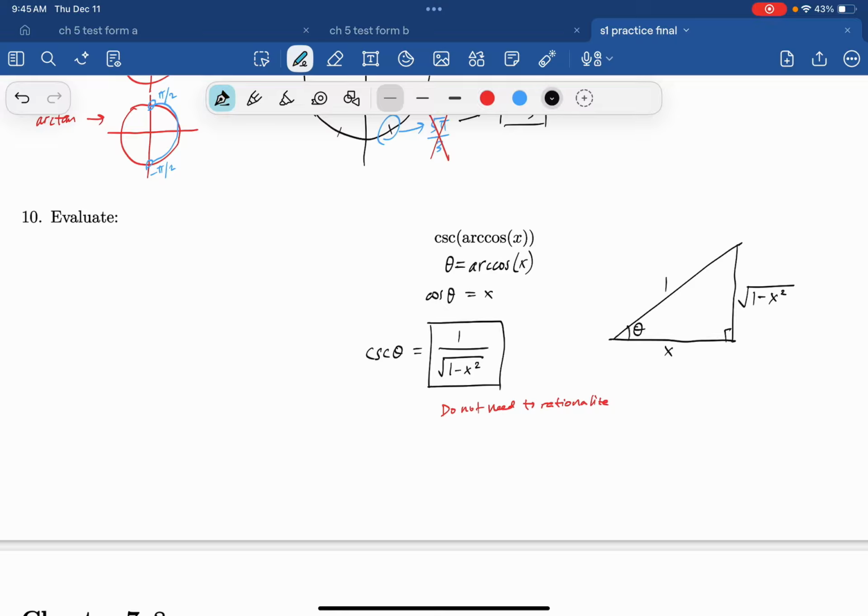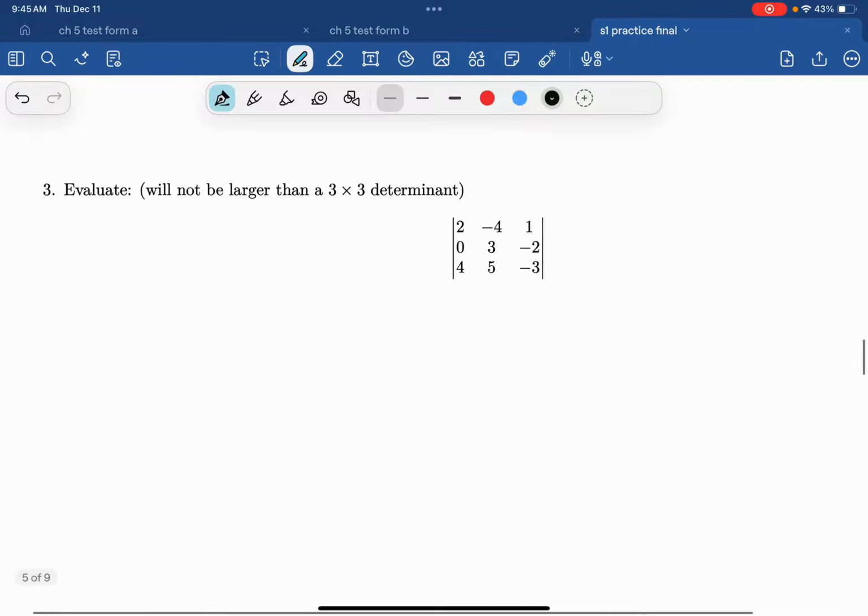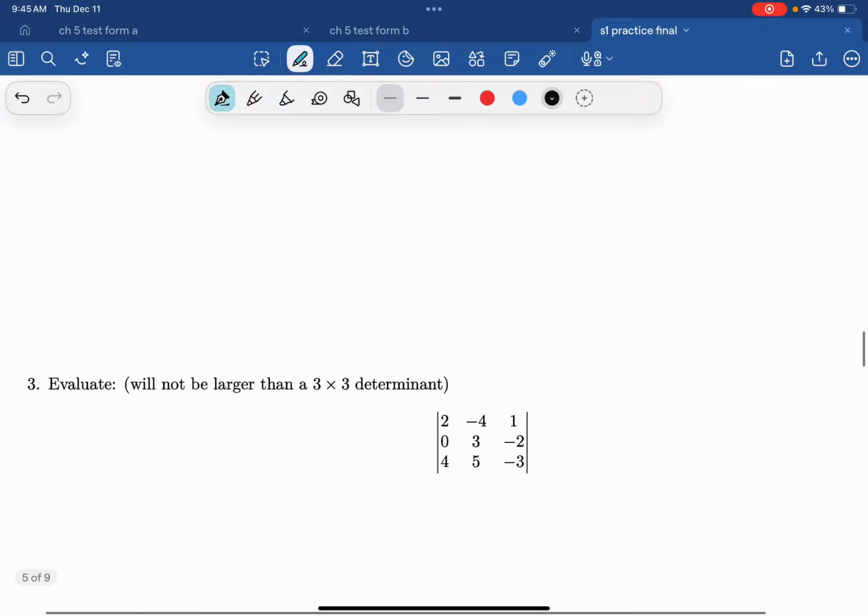All right, let's do these 3 matrices questions, and then we'll take a quick break. Well, I will take a quick break. You should keep studying.